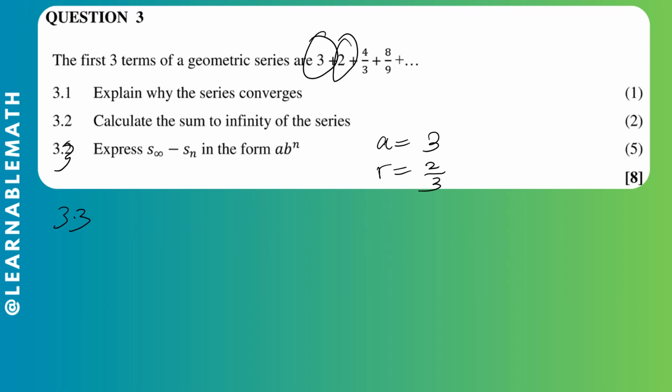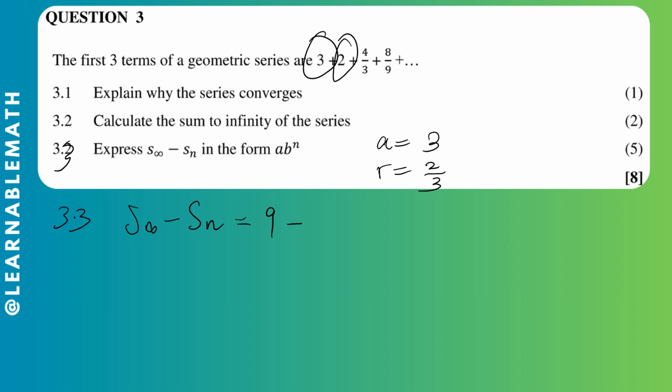Let's now look at 3.3, which is the question that someone said they're struggling with. It says express sum to infinity minus Sn, the sum of n terms, in the form a times b to the power n. So basically, we want to simplify sum to infinity minus Sn into that form. We know that the sum to infinity was 9.